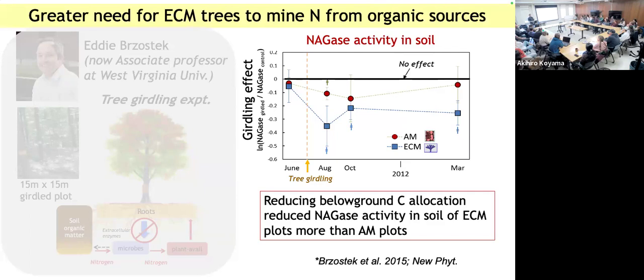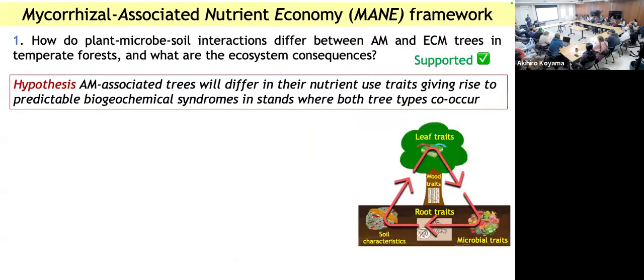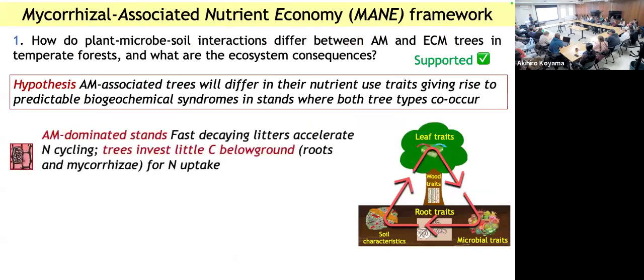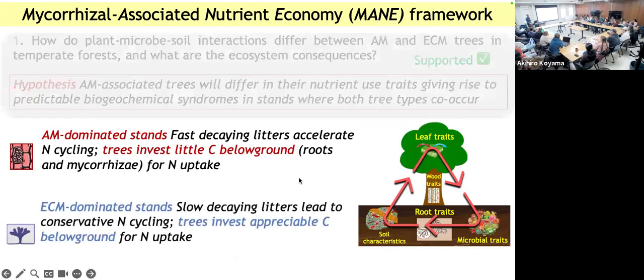So as I said, the greater need for the ecto trees to mine nitrogen from organic sources. Okay, so that's a lot. Let me just review a couple of these things here. These AM dominant stands have this fast decaying litter, and therefore there's little need to invest below ground because there's a lot of nitrogen that's already in circulation. Relative to the ectomycorrhizal stands, where their slow decaying litters are changing the dynamic such that there's a greater need to invest in their symbionts to help them get nitrogen from the soil, from organic matter.